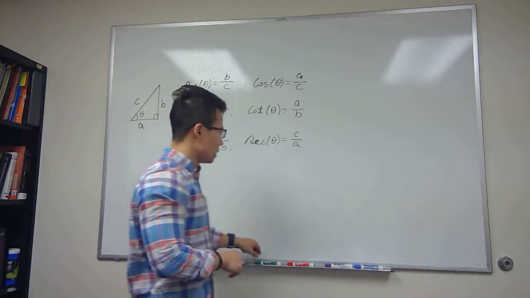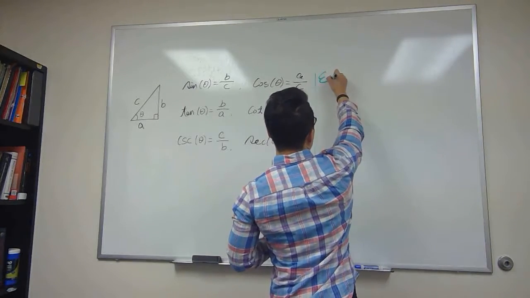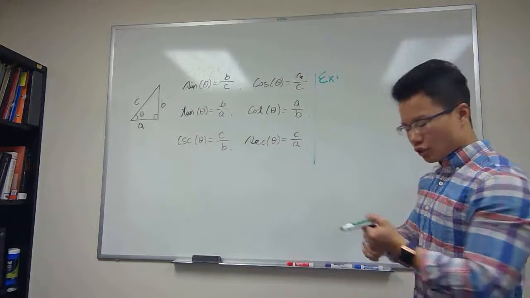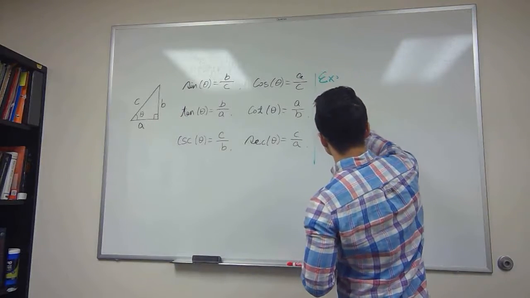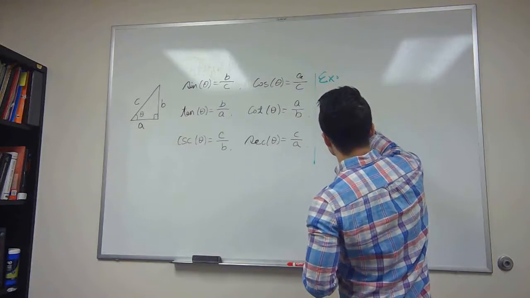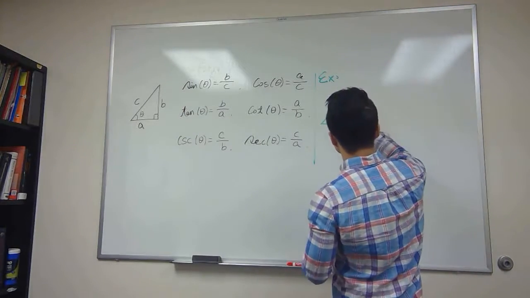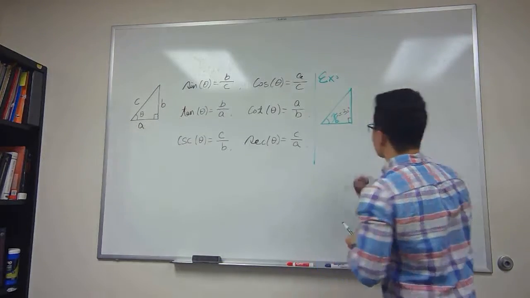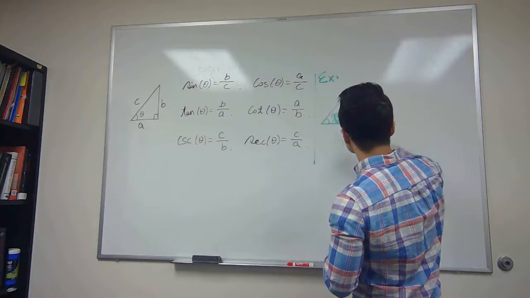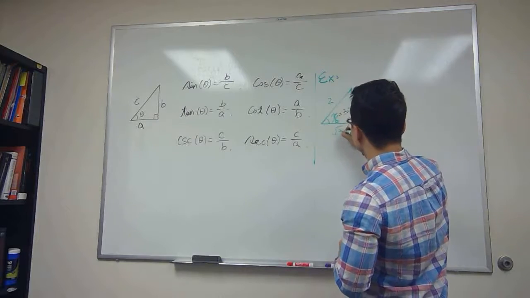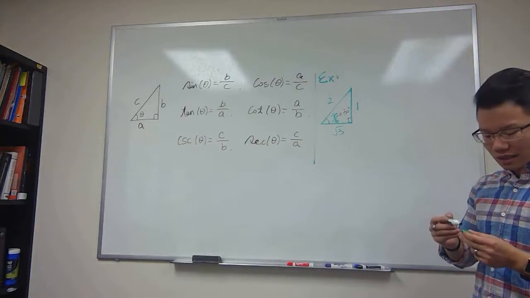In order to give you a better idea of what's going on, I'm going to give you an example and see how this works. So I'm going to give you a triangle in here, and that angle is pi over 6, which is the same thing as 30 degrees. This is a right triangle. Okay, and I'm going to give you all the lengths: 1 in here, 2 in here, and root 3 in here. Okay, so let's find out what all the 6 trig functions are going to be.